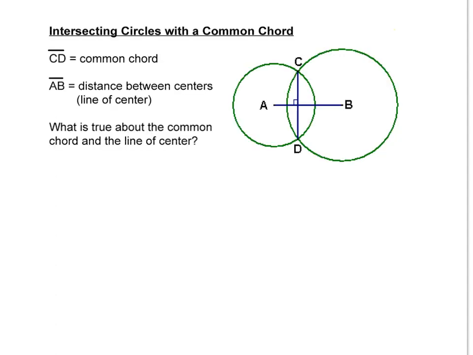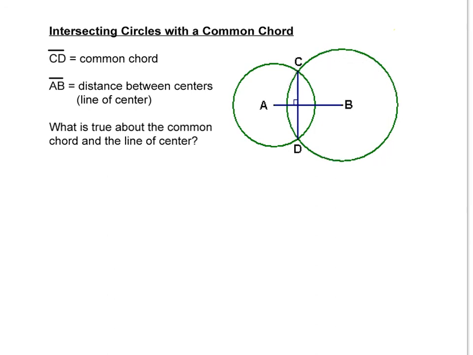Okay, a couple more just quick little words you're going to learn, and then we're going to wrap things up. Intersecting circles with a common chord. These two circles, they are not congruent. As we can see, they are different sizes. They are not concentric because they don't have the same center points. That would be A and B.